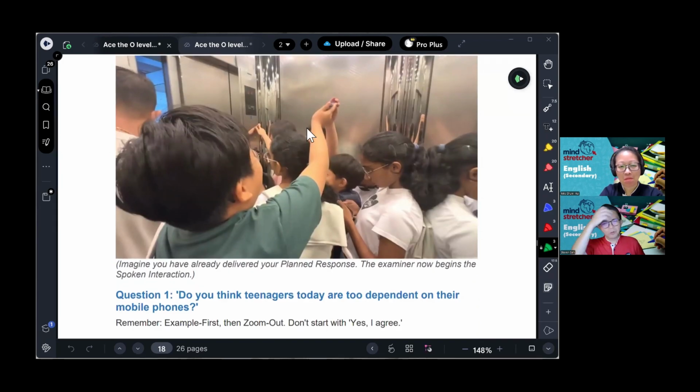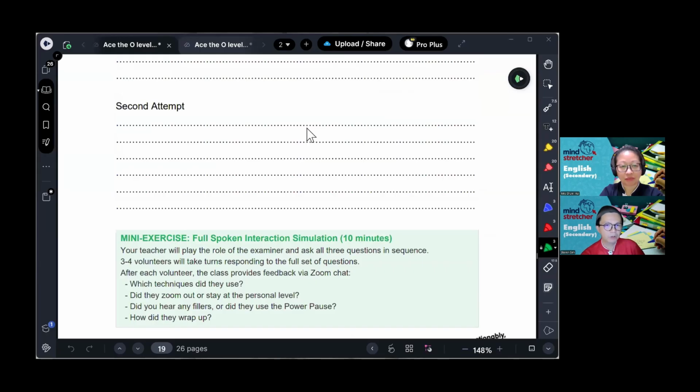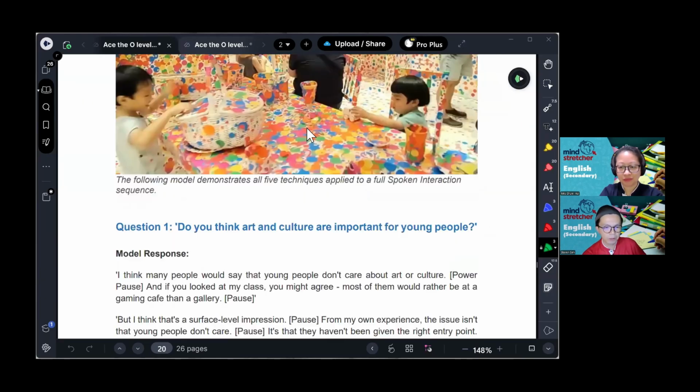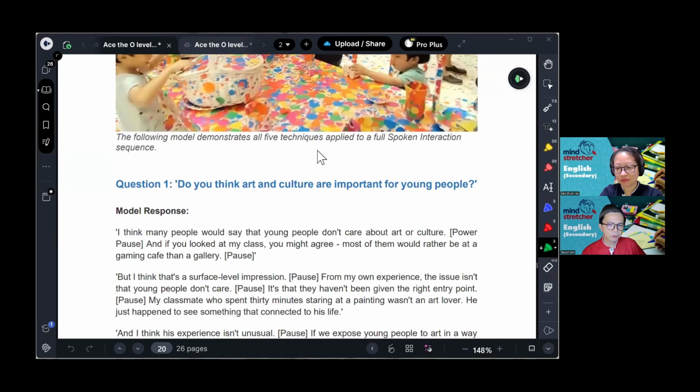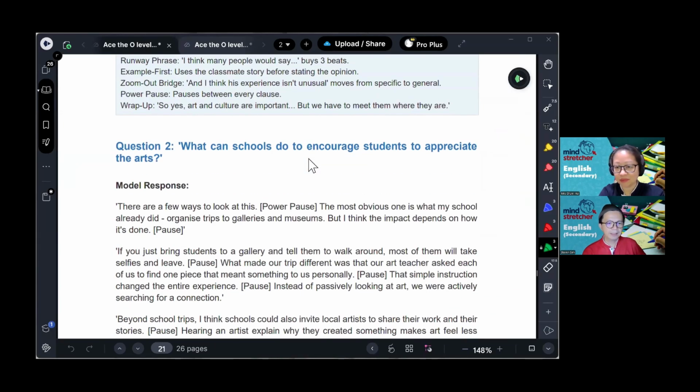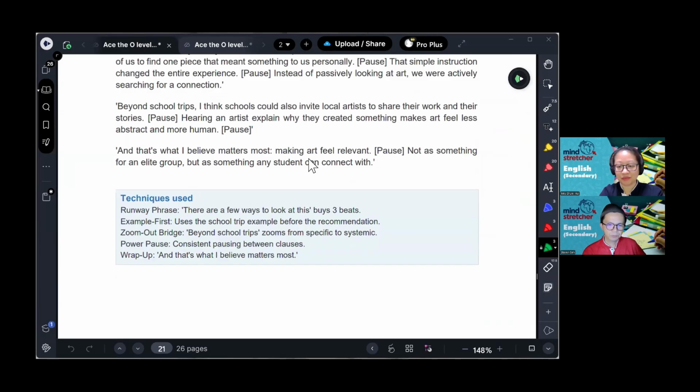So we've given you a number of techniques, and you try them out on your own. You can write it out, you can read it out on your own. This is a fully worked model to show you what the answer can look like, and the techniques that are used.